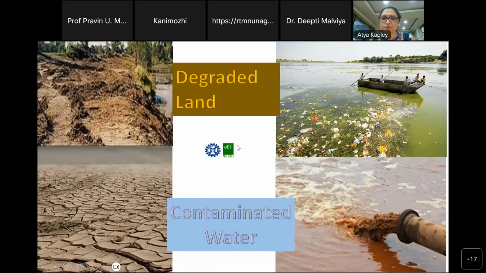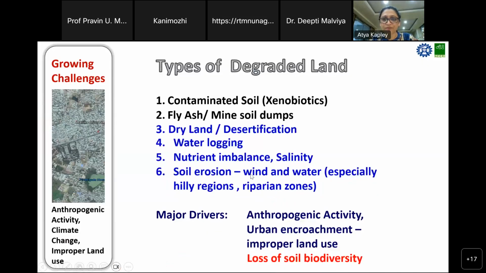So I'm going to be focusing on two aspects. One is degraded land and the other is contaminated water.